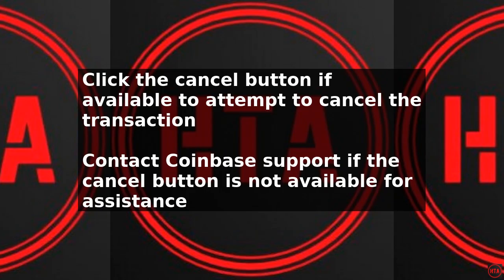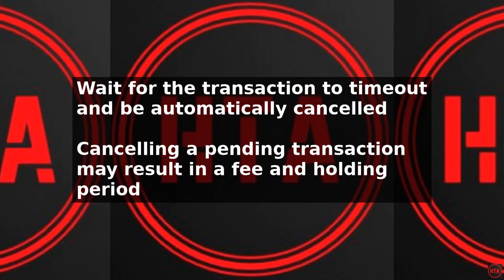It is crucial to note that canceling a pending transaction may result in a fee, depending on the circumstances. Additionally, if the transaction is cancelled, the funds may not be immediately available, as they may be subject to a holding period. To avoid the need to cancel pending transactions in the future, it is recommended to double-check the transaction details before confirming the transfer.